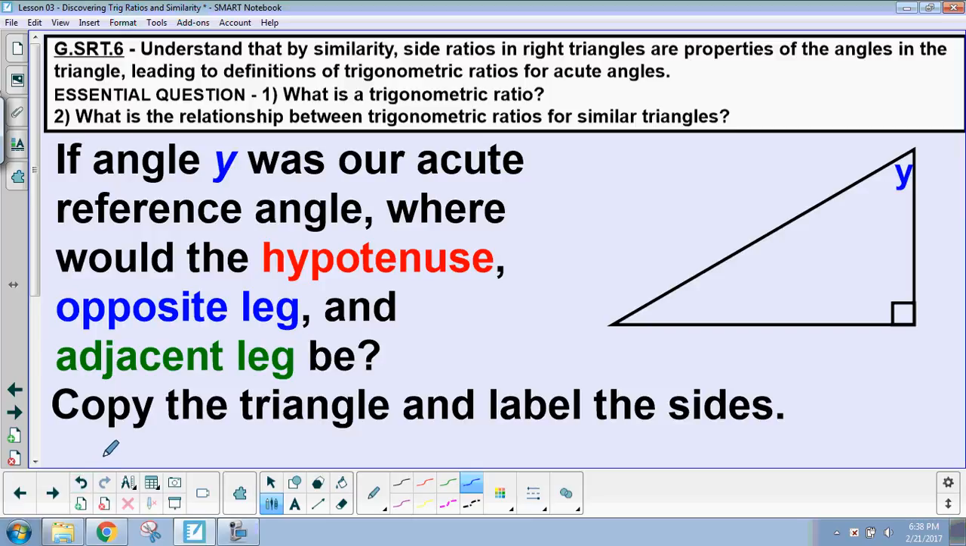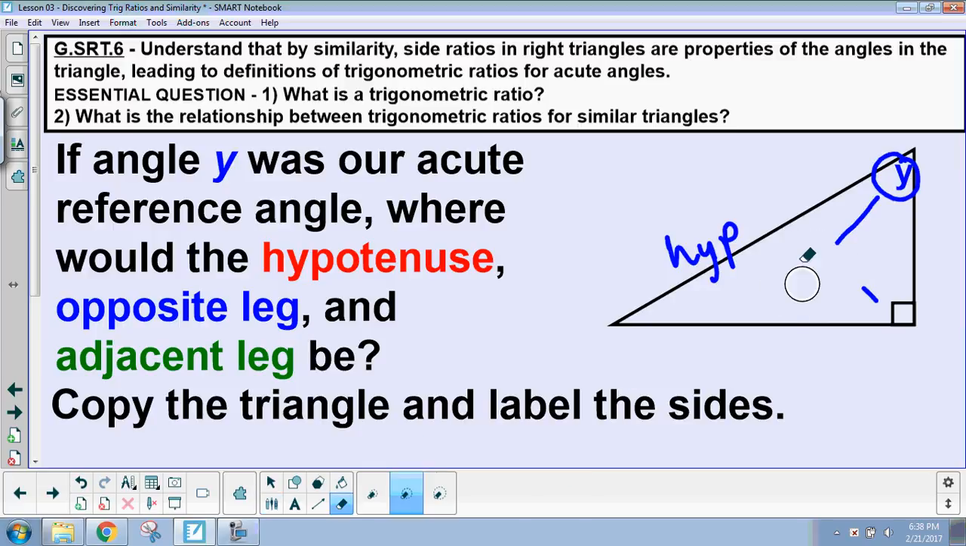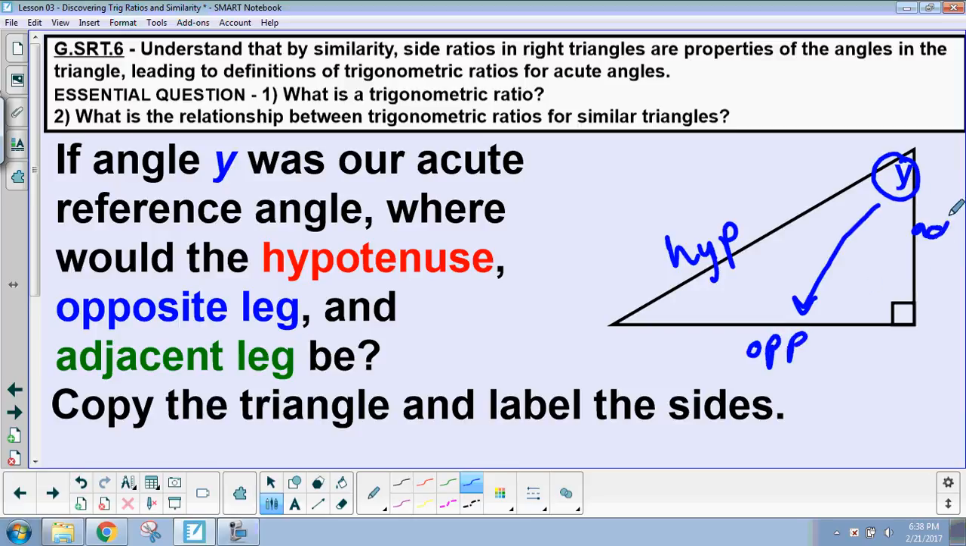If y was our acute reference angle, where would the hypotenuse be? Take a second. All right. Hypotenuse should be up here. Again, opposite of the right angle. If this is our reference angle, opposite to it, let me erase those so we can see. Opposite across the triangle would be the opposite leg. Well, the leg right next to the angle would be adjacent. You've got to get these labels down in order to get this trig stuff, okay?